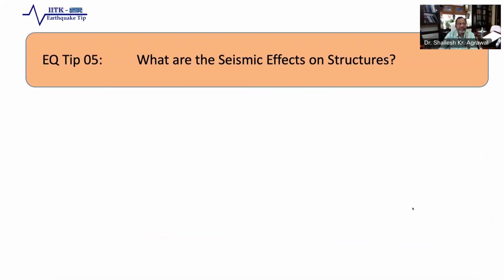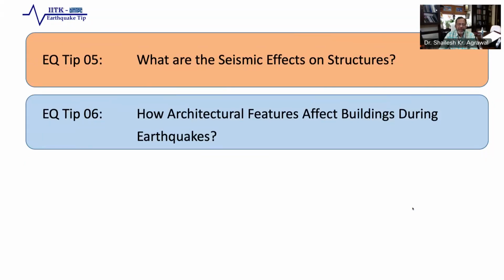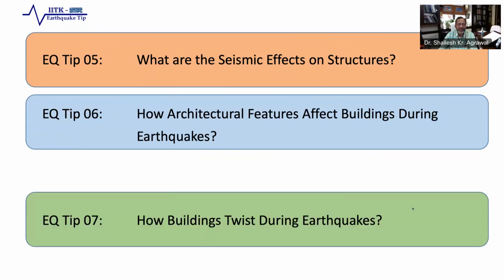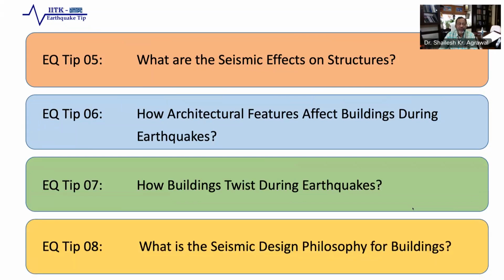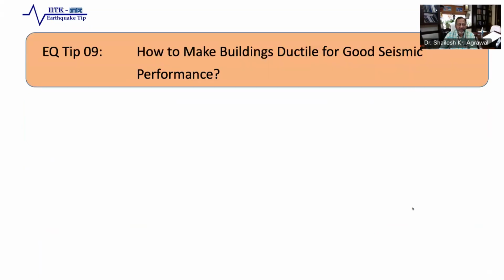Tip number 6 is about the shape, plan, elevation, and other architectural features which may help in better seismic resistance. Tip number 7 introduces other effects of earthquakes, that is twisting, which induces more damage to the building if not taken care of. Tip number 8 introduces the philosophy of seismic design. That means the buildings are designed to suffer damage depending upon the intensity of shaking, but there should not be any collapse leading to loss of life.